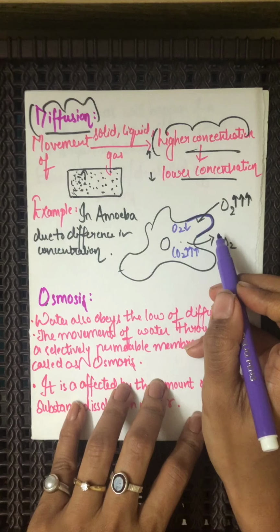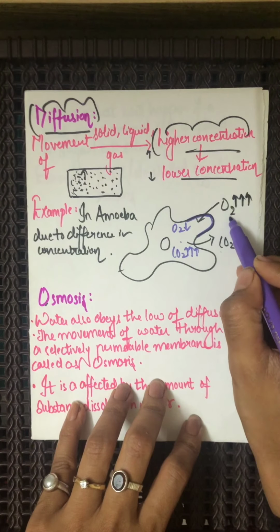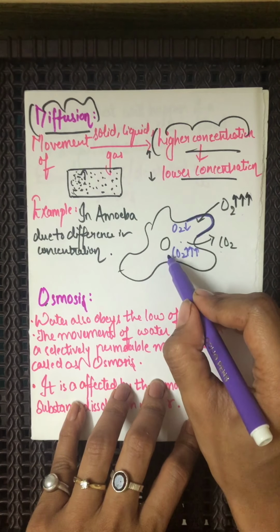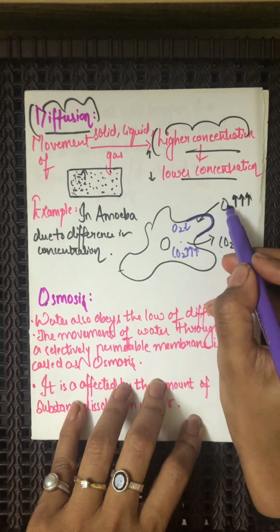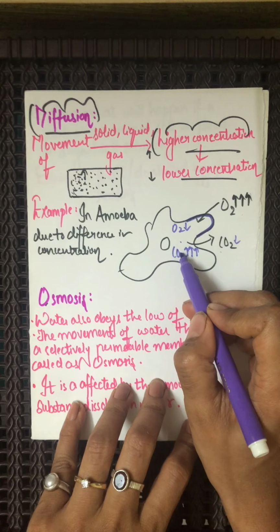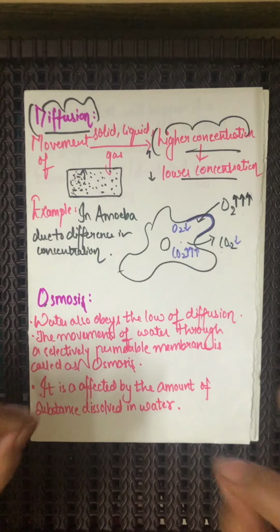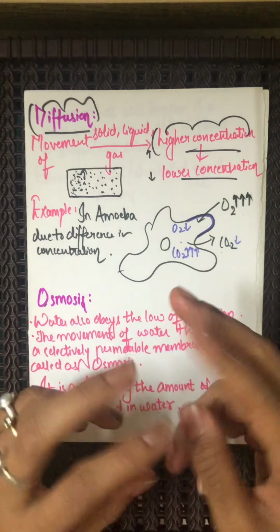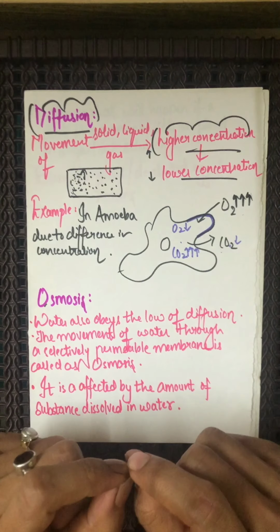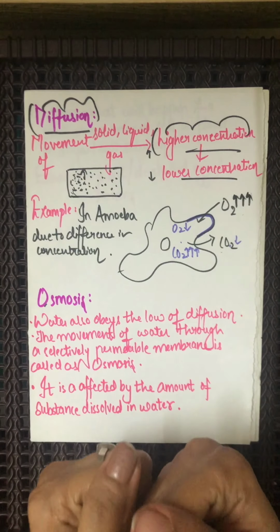So this is the process wherein, due to difference in concentration, the concentration of oxygen is more outside and the concentration of CO2 is more inside. Therefore, oxygen will diffuse from outside to inside, and the CO2, which is the waste of the amoeba, will diffuse from inside to outside. Do you understand how the diffusion process helps in exchanging gases? What is diffusion? The movement of material from the region of higher concentration to the region of lower concentration.